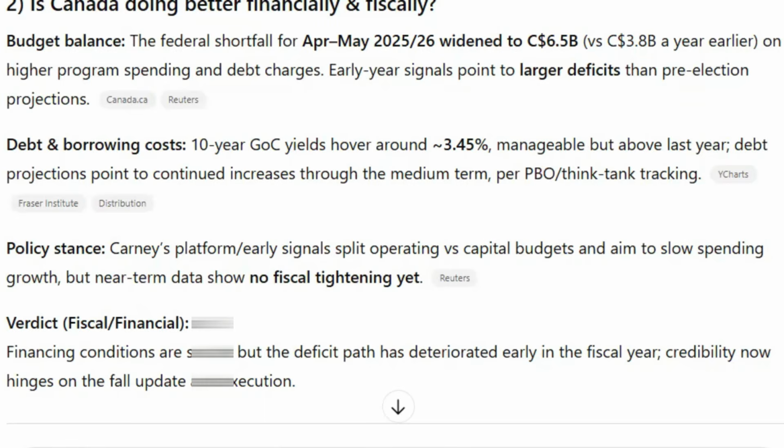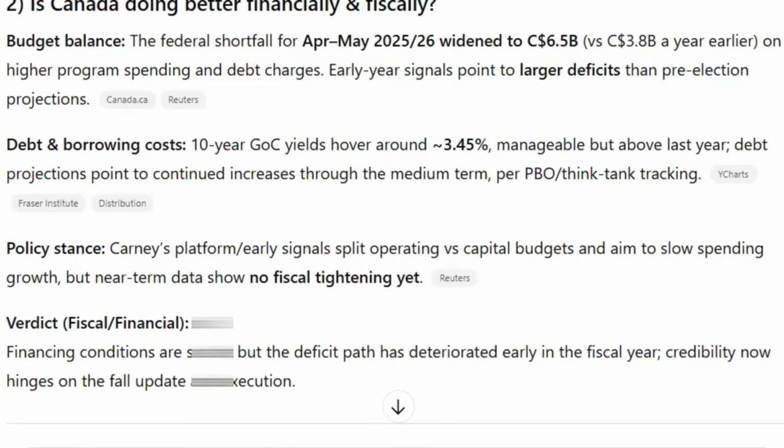Debt and borrowing costs. The 10-year Government of Canada yield hovers around 3.45%. Manageable, but above last year. Debt projections point to continued increases through the medium term, per PBO think tank tracking. Policy stance. Carney's platform early signals split operating and capital budgets and aim to slow spending growth, but near-term data shows no fiscal tightening yet, this according to Reuters.